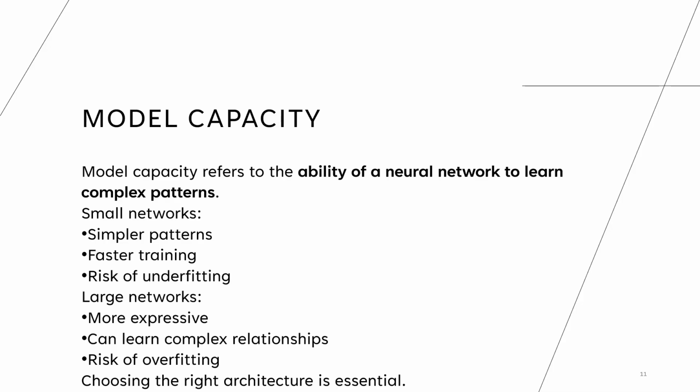These models are usually faster to train, but they may struggle to capture complex relationships in the data. This situation is often referred to as underfitting. The model is too simple to represent the true structure of the problem.